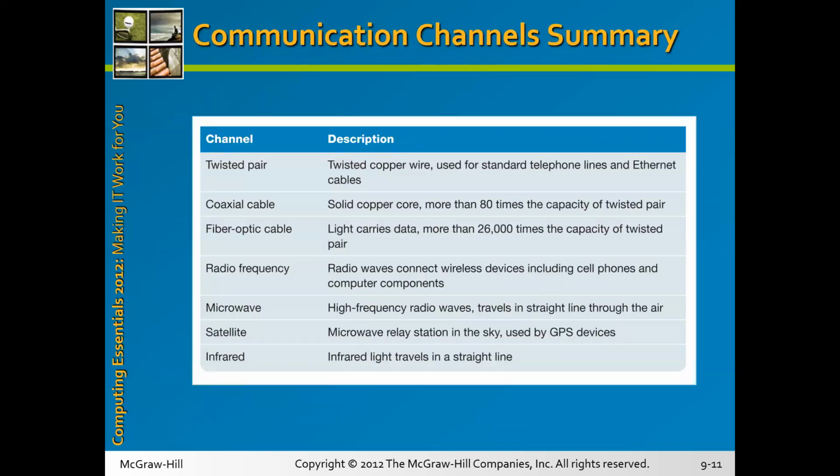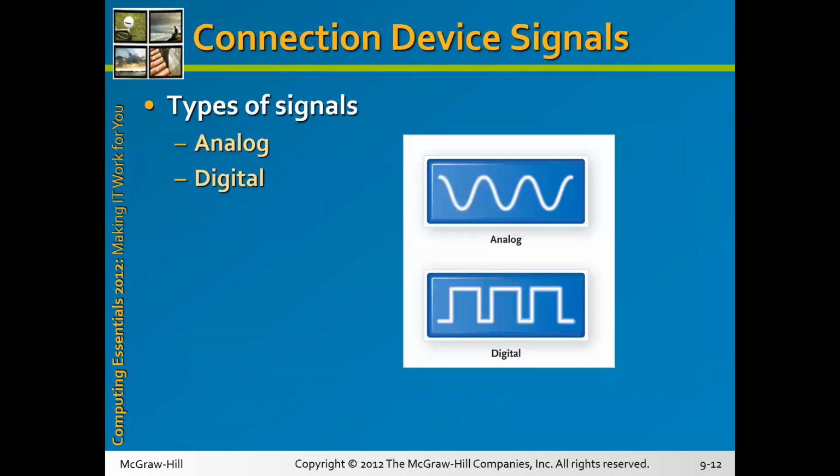The illustration in the slide shows a summary of communication channels. Some of these channels include twisted pair, coaxial cable, fiber optic, radio frequency, microwave, satellite, and infrared. All these have been broadly discussed in the previous slide.